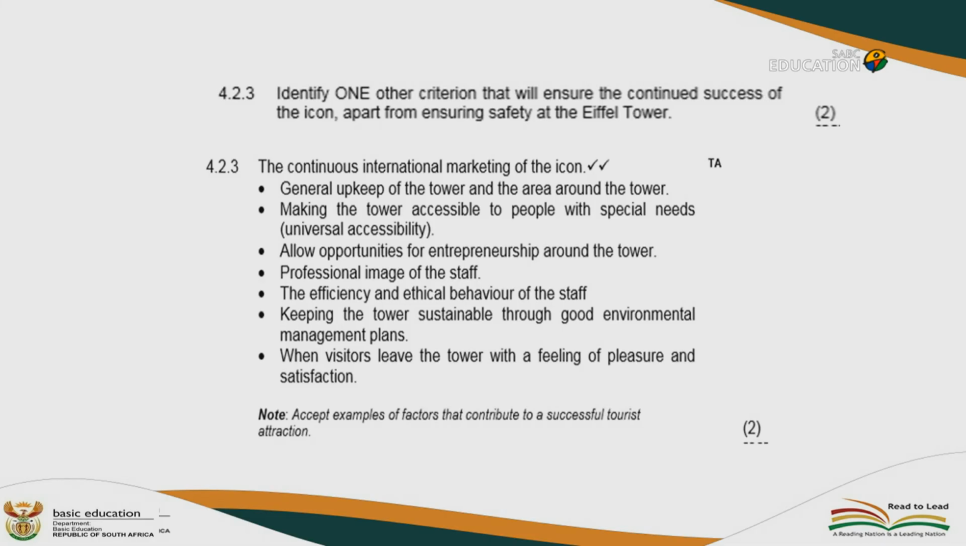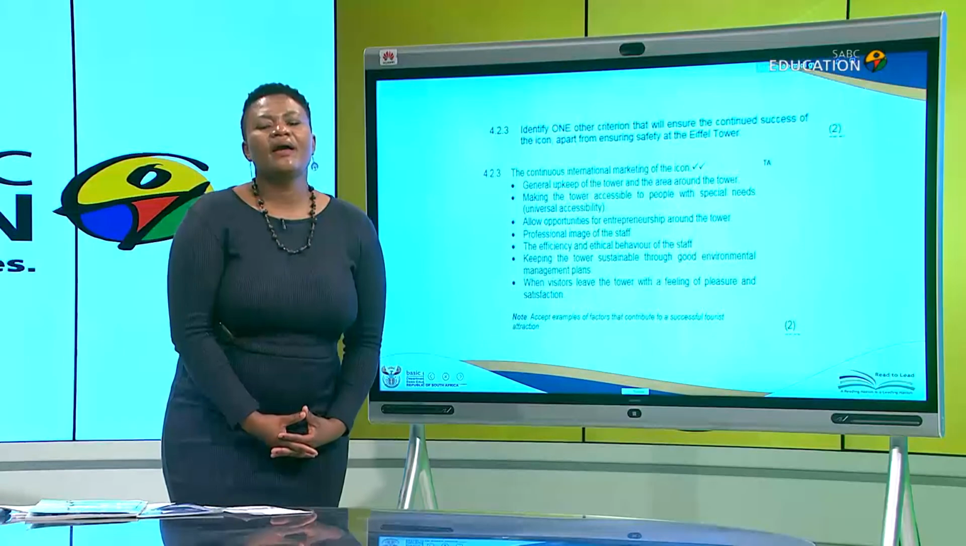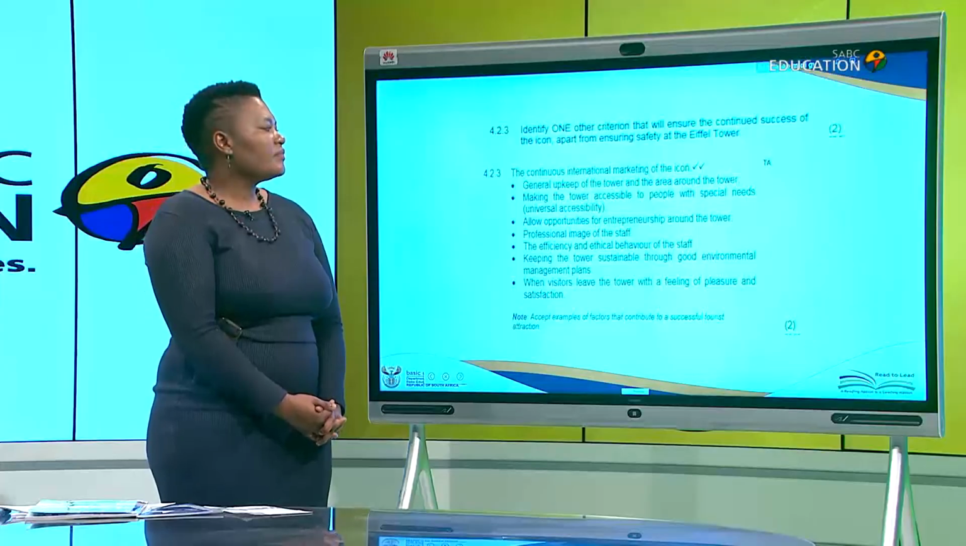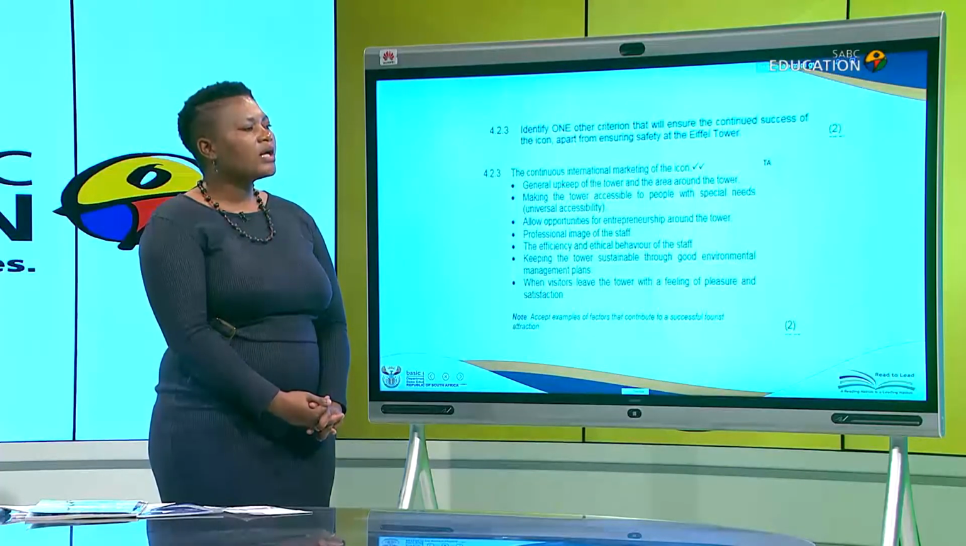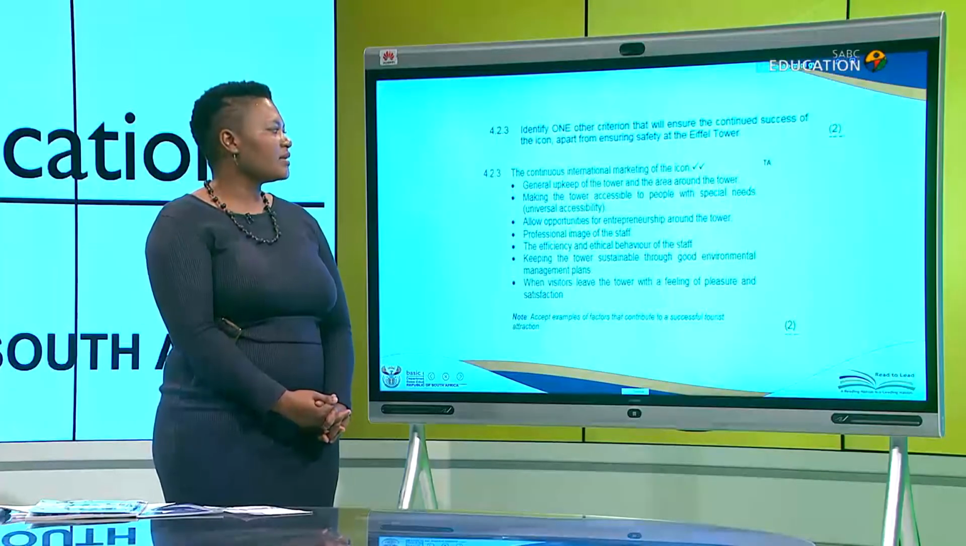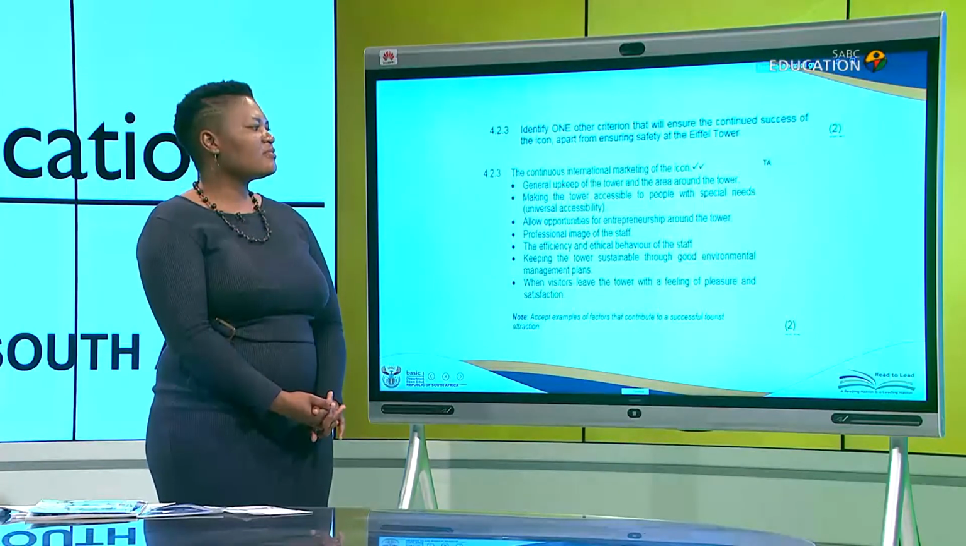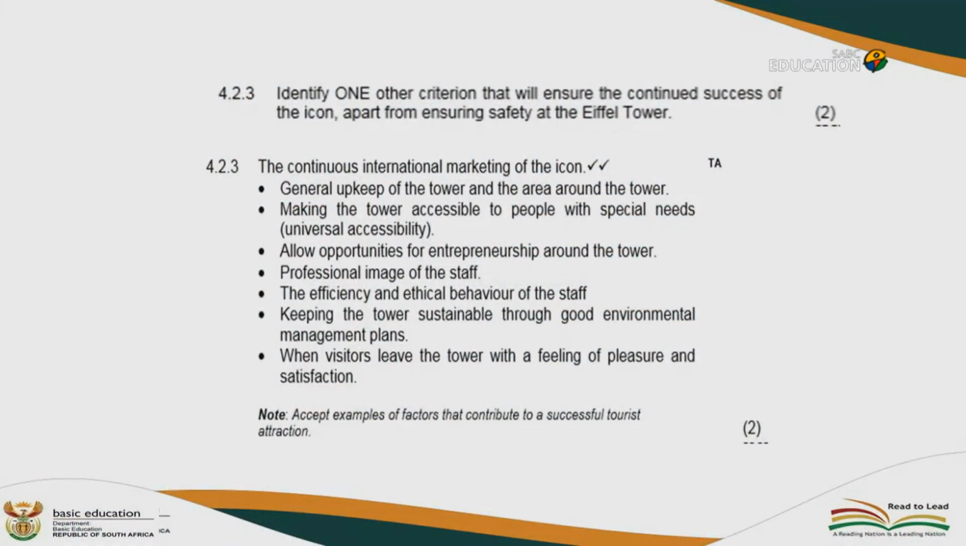If you look at the marking guideline, guys, you will see that maybe you feel intimidated now, but some of them are not exactly as they were in the 8 factors. The marker will know how to link it. When we talk about making the tower accessible to people with special needs, we know that we are actually referring to universal accessibility. When you allow opportunities for entrepreneurship around the tower, we know that we are actually referring to positive impact on the local community. And efficiency and ethical behavior of the staff is actually a factor. And sustainable and responsible management plans we also find here. So don't be intimidated by the language that you see.